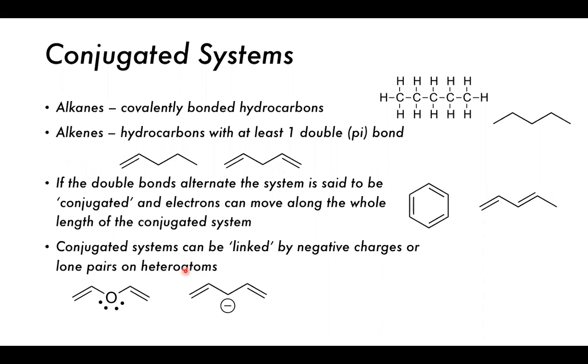But sometimes we can link these systems by negative charges or lone pairs on heteroatoms. So we have oxygens here where the lone pairs can be shared, or we can have a carbanion where the negative charge can be shared. The reason this can happen is because the lone pairs can donate their electron density and share it to connect these 2 otherwise disconnected double bonds. The same thing happens here, where a negative charge really is just excess electrons. Those can also be shared, and that will extend this conjugated system.